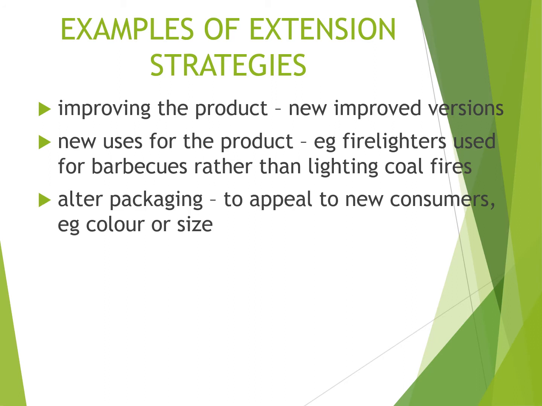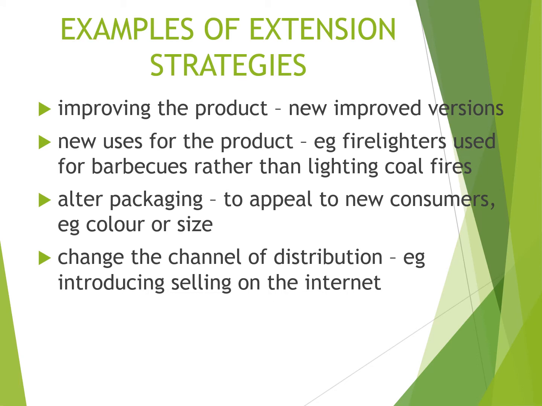Altering the packaging. It could be you maybe make the packaging brighter, you maybe decide to change what the packaging's made of. For example, crisps used to come in plastic packaging. Now they come in kind of foil packaging to let people think that they tend to be kept fresher for longer, etc. You can also change the channel of distribution. For example, try maybe online selling or maybe selling through social media outlets, etc. And this gives you a chance to extend the product's life.